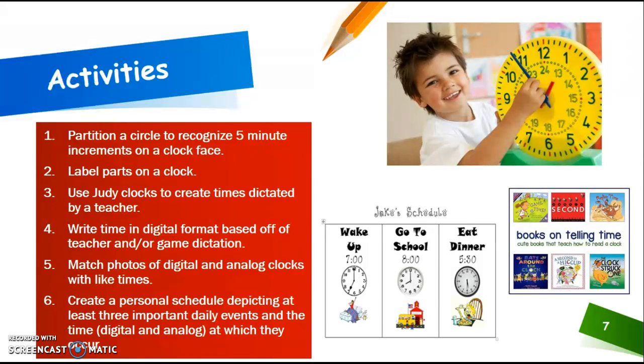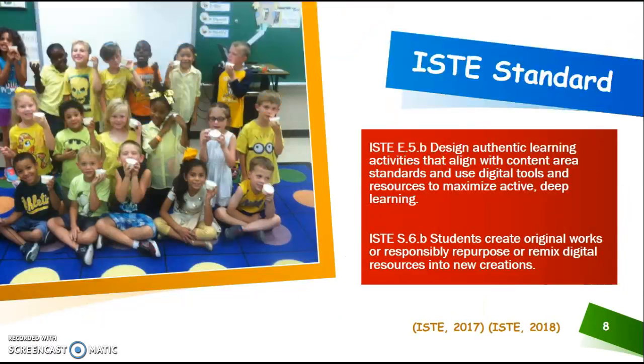Write time in digital format based off of teacher and/or game dictation. Match photos of digital and analog clocks with like times. And create a personal schedule depicting at least 3 important daily events and the time, digital and analog, at which they occur. So you can see an example of that sixth activity over there that says Jake's schedule. That's something like the product I'd be expecting from the students.